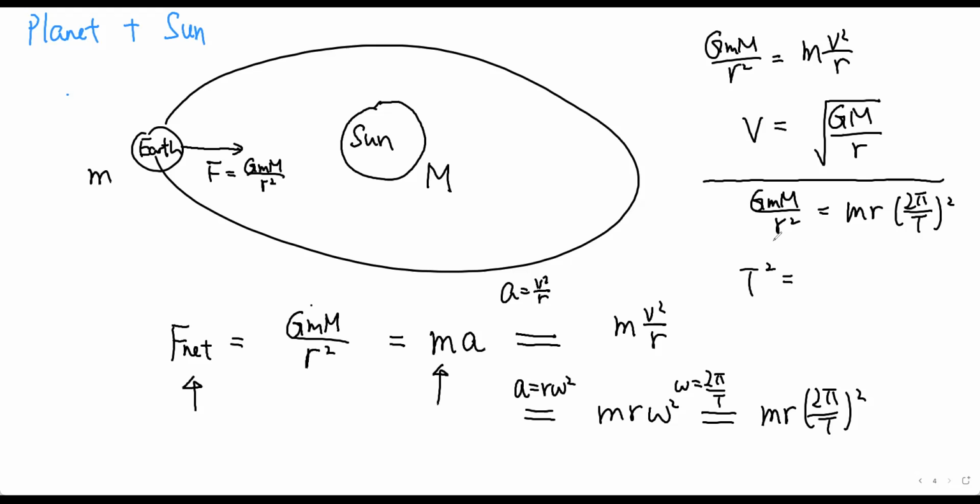Wait, so is big M usually the stationary element? Yep. The big M is always the larger mass. This, I'm always a small m, okay?